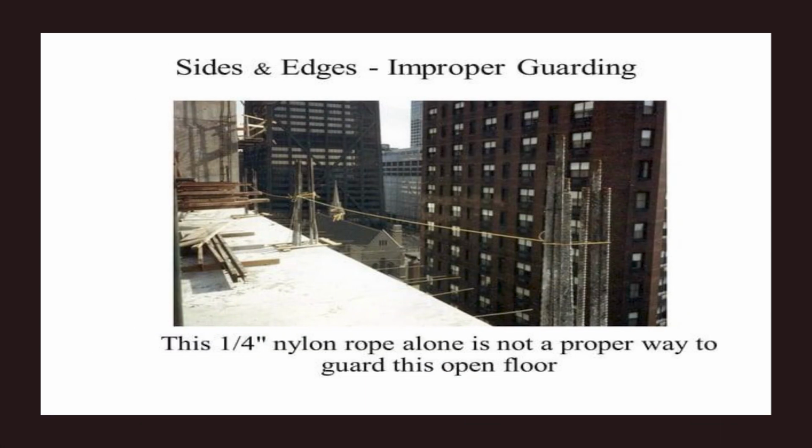Sides and edges, improper guarding. This 1 and 1/4 inch nylon rope alone is not a proper way to guard this opening floor. Edges of opening floors or sloped roofs must be guarded with a guardrail with toe board to avoid fall of workers or fall of material from height.